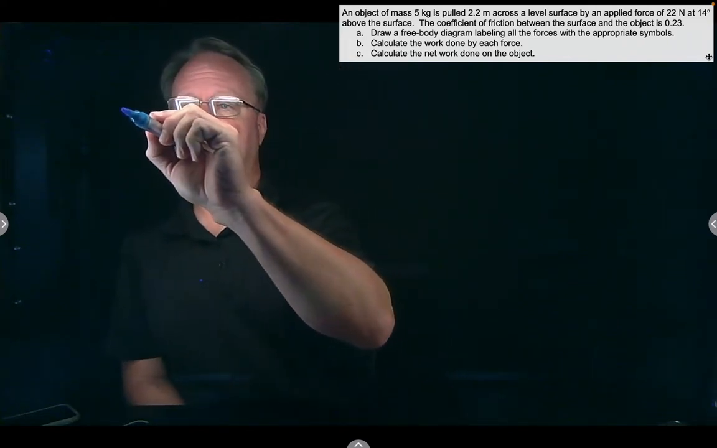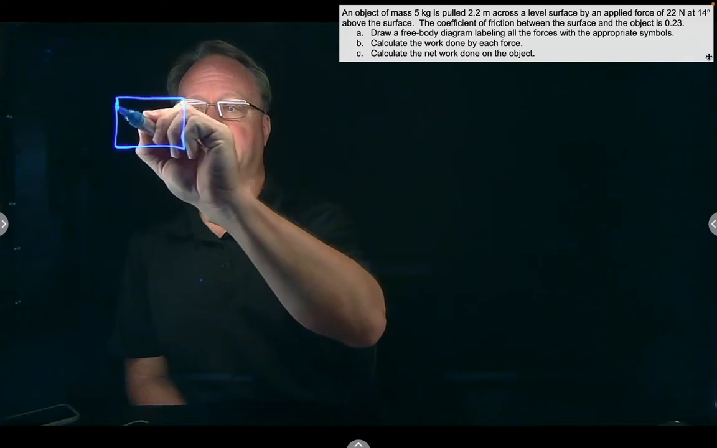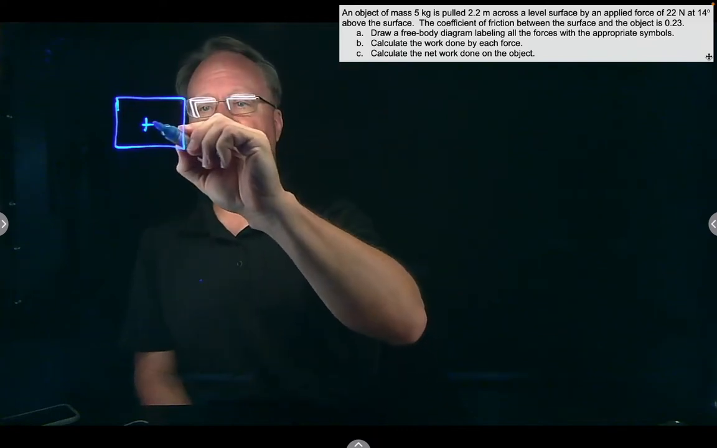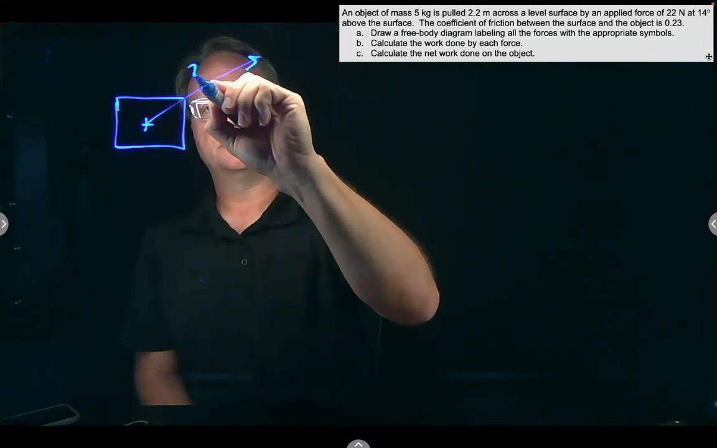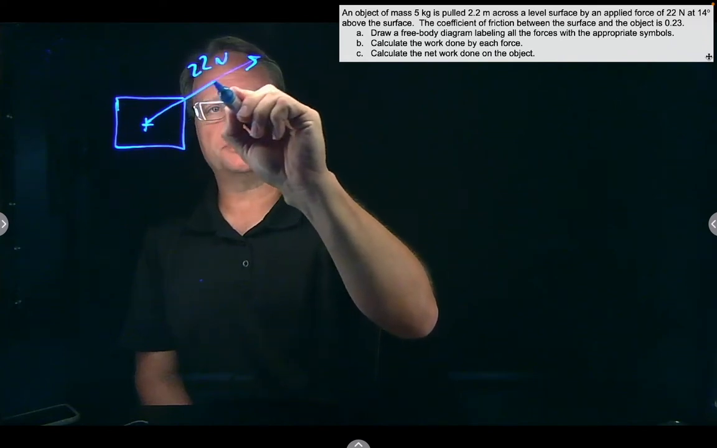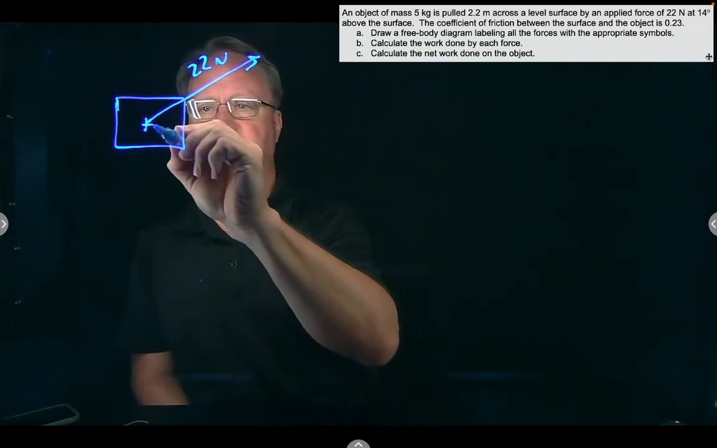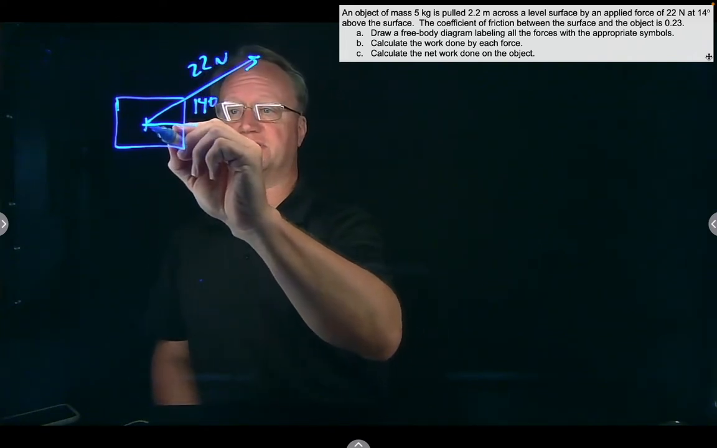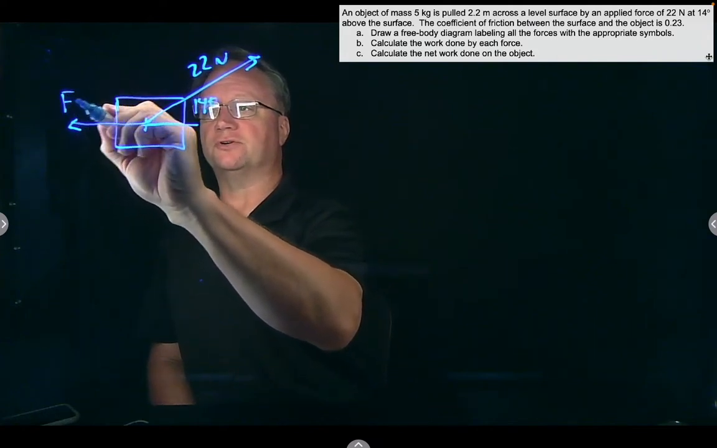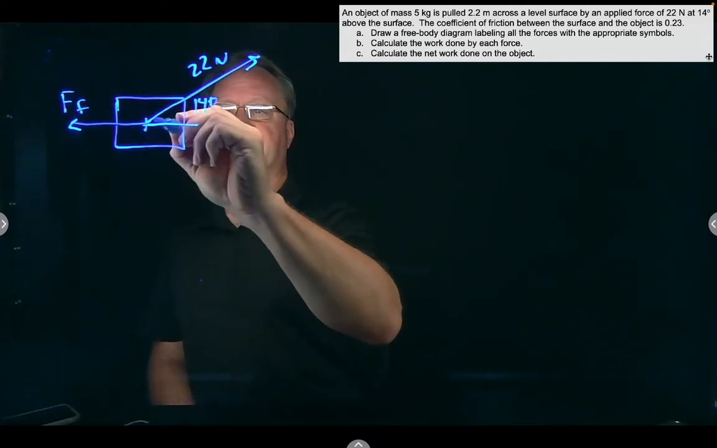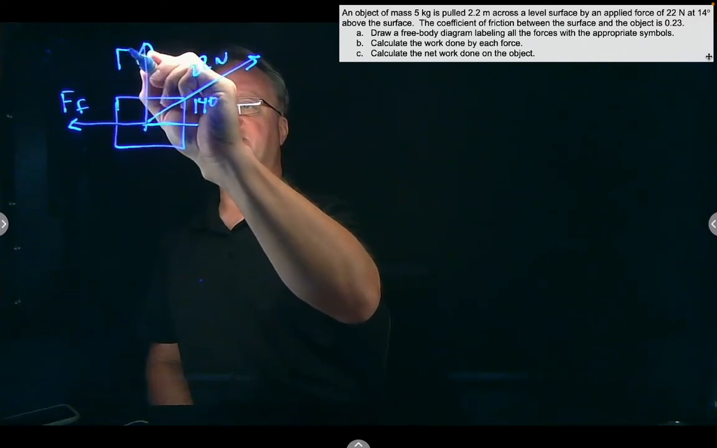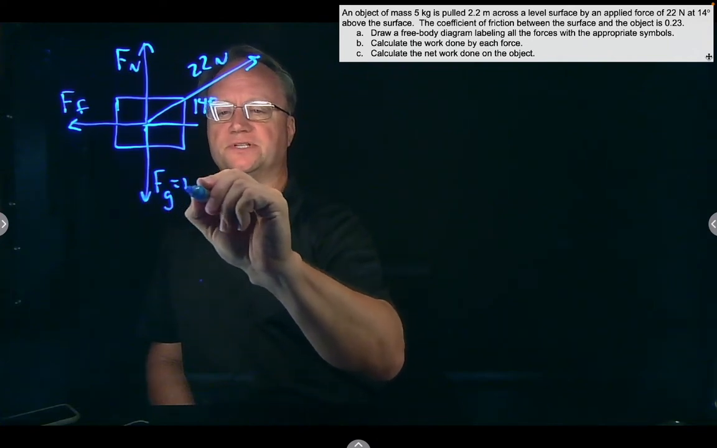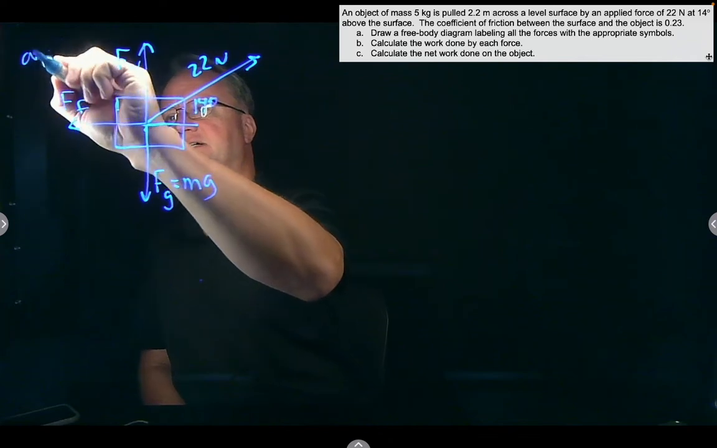So then here's my object. And then let's see, we have an applied force of 22 newtons. So there is our 22 Newton force. That is at an angle of 14 degrees. In addition to that, we know it's on a surface. There's a frictional force. The coefficient of friction is given. It's being supported by the surface. So we have the normal force. And then the weight, which is equal to mass times gravity, is acting on it.